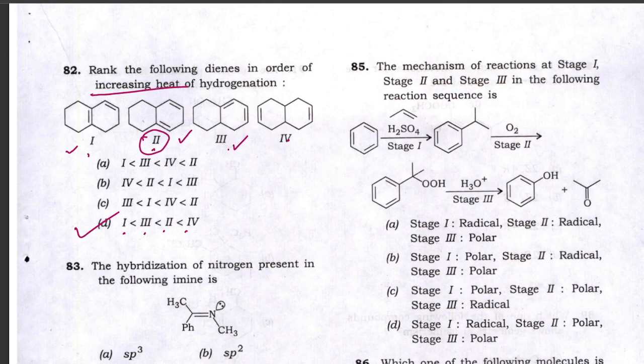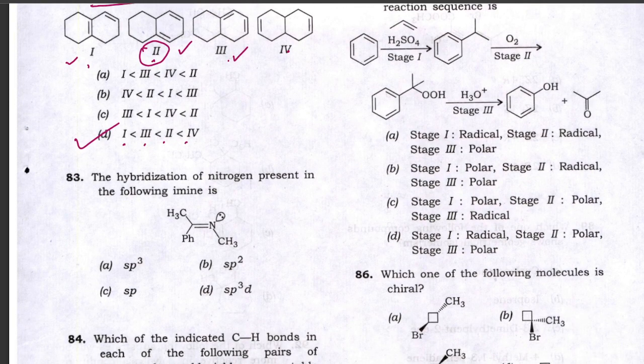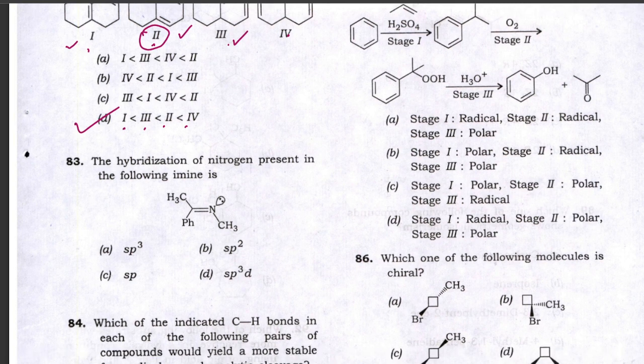Okay, understood. Now come to the next question, which is a very simple question. Yeah, you can easily solve it. The hybridization of the nitrogen in this imine. As we know, imine nitrogen is sp2 hybridized. You can very easily calculate it, and also see it. This nitrogen has a double bond with the carbon, and the vacant p orbital is perpendicular to the plane. This lone pair is in this sp2 orbital.